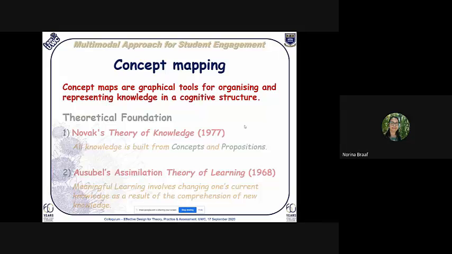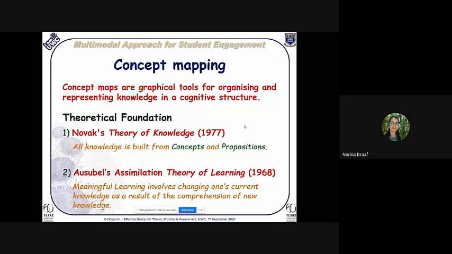Concept maps have a strong psychological and epistemological foundation and are based on two theories of education. These include Joseph Novak's theory of knowledge and David Ausubel's assimilation theory of learning. These theories tell us that meaningful learning occurs when we integrate new concepts as well as their relationships into our cognitive knowledge structure through linking this new knowledge to concepts we already understand.